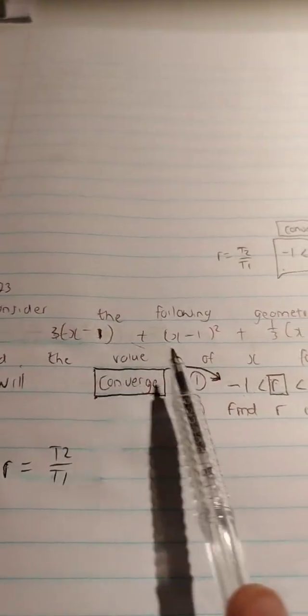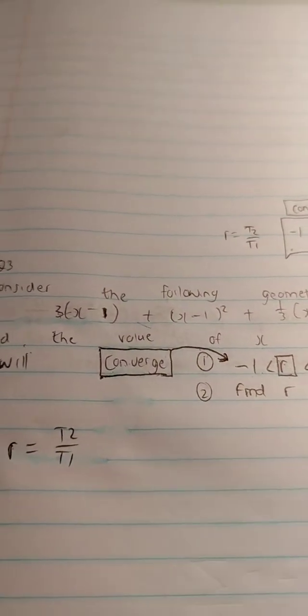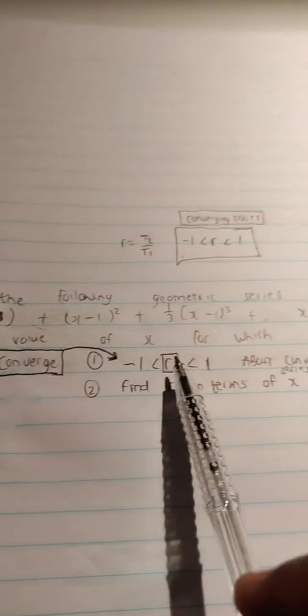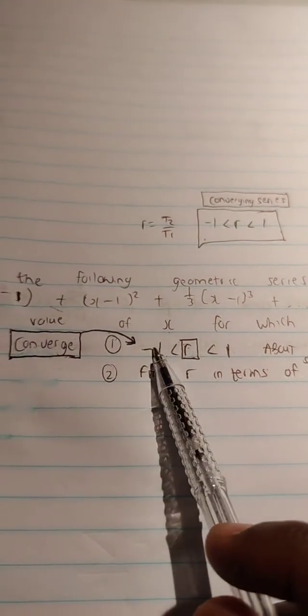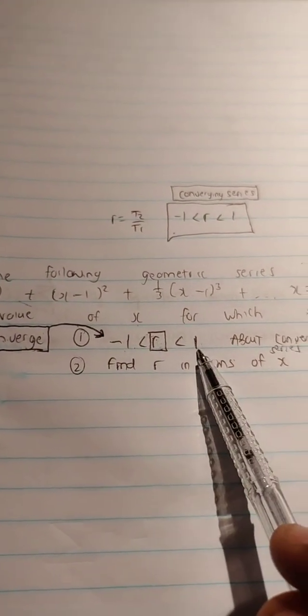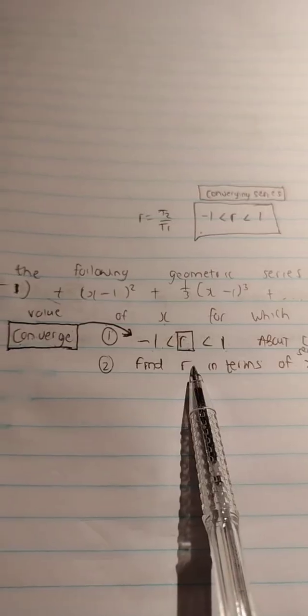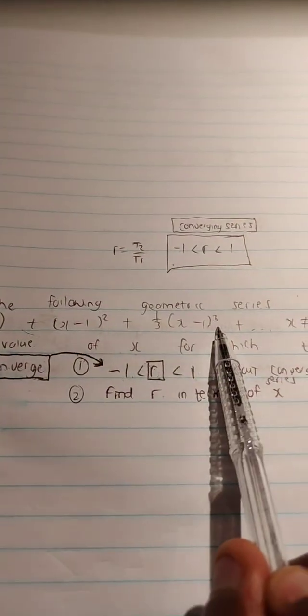Okay, so if we look at a question and it says consider the following geometric series, but you can see the series is in terms of another variable, and then they say to you find the value of x for which the series will converge. In your head you're like, okay, I know that a series only converges when R is greater than -1 but less than 1. All right, therefore let me then go to the given series.